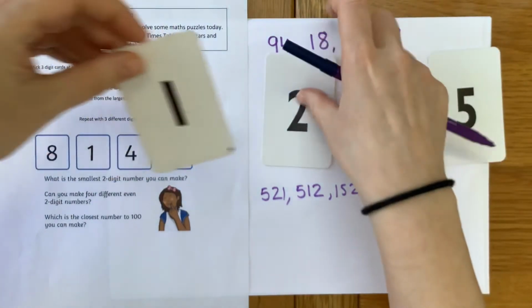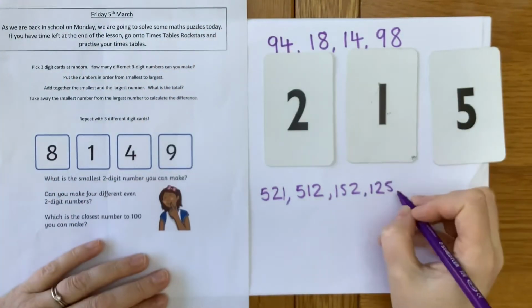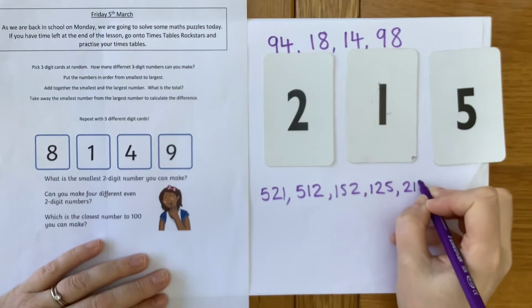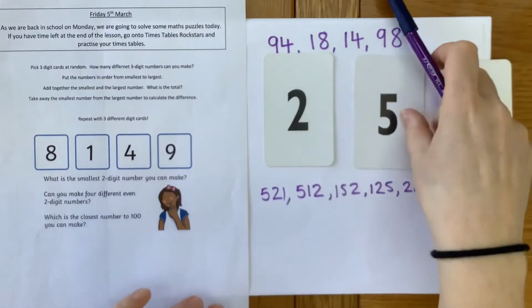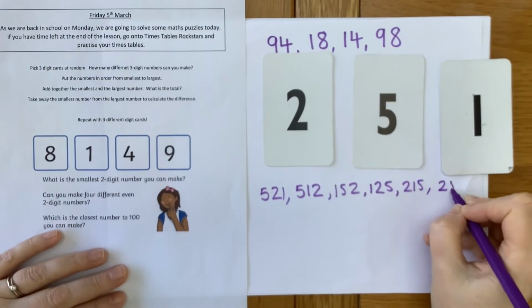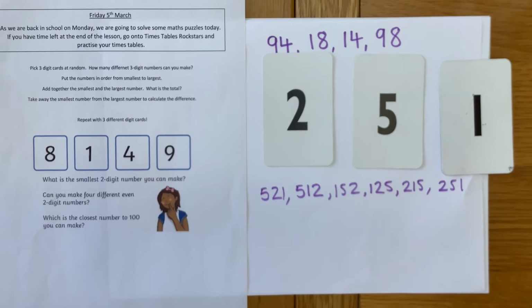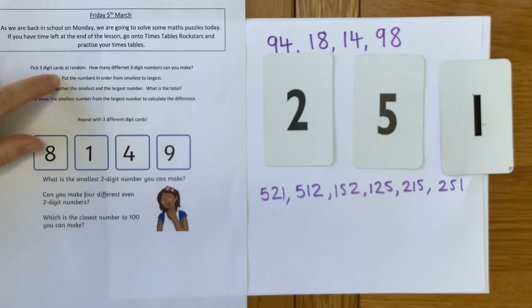So I'm now going to put 2 in the hundreds. That's 215. And then let's swap these 2 round for 251. And those are the 6 3-digit numbers I can make. The next challenge is to put them in order from smallest to largest.